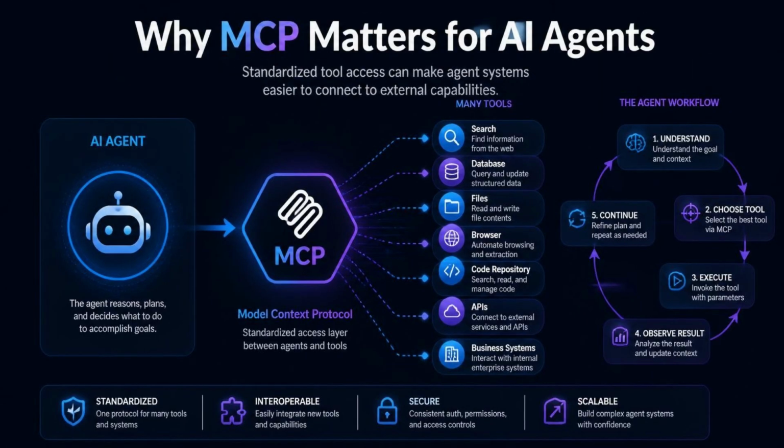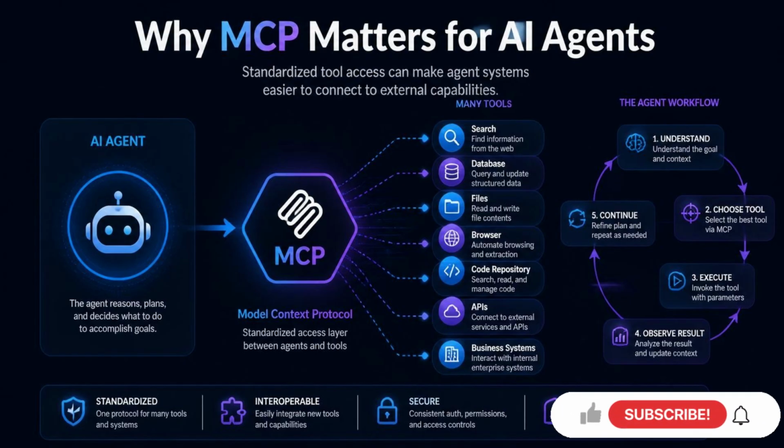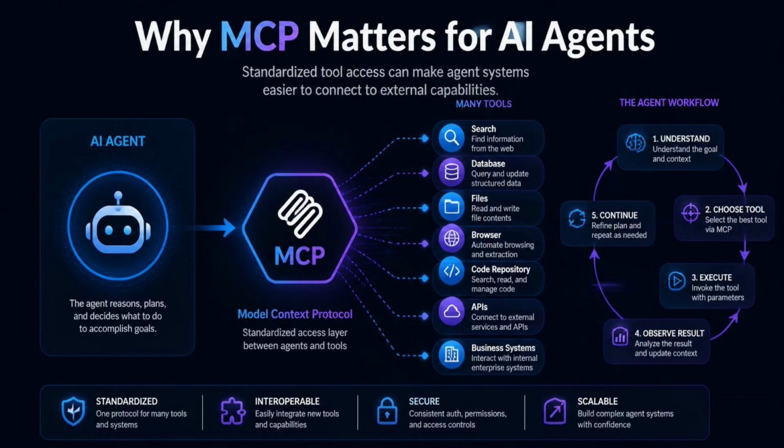This becomes especially interesting when we talk about AI agents. Imagine an AI agent that can search the web, read files, query databases, interact with GitHub, and call business APIs. The agent needs a way to discover and use all of these capabilities. MCP can provide a standardized way to connect those capabilities to the AI application. The agent can understand the task, choose an appropriate tool, execute the action, observe the result, and continue working. This is one reason MCP is particularly interesting for agent-based AI systems.